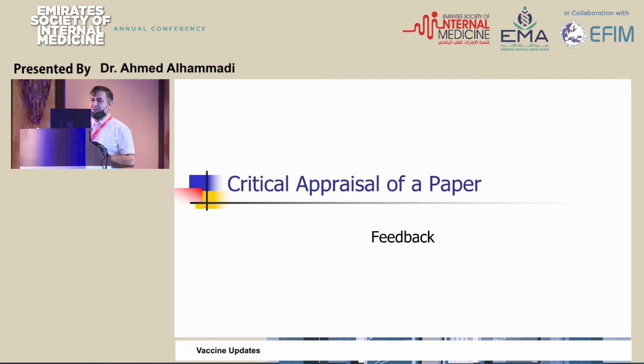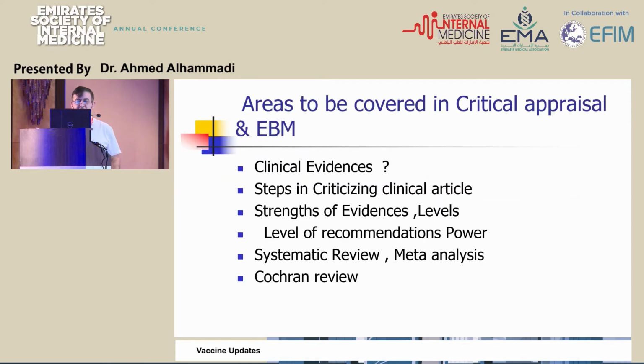If you have any questions when we discuss the main principles and how we can read the literature effectively, we are open for these questions and discussions. In general, we are going to cover the following areas: What is clinical evidence? Steps in criticizing a clinical article, strengths of evidence, levels of evidence, levels of recommendations and the power of the recommendation, what is a systematic review, what is a meta-analysis, and what is a Cochrane review.